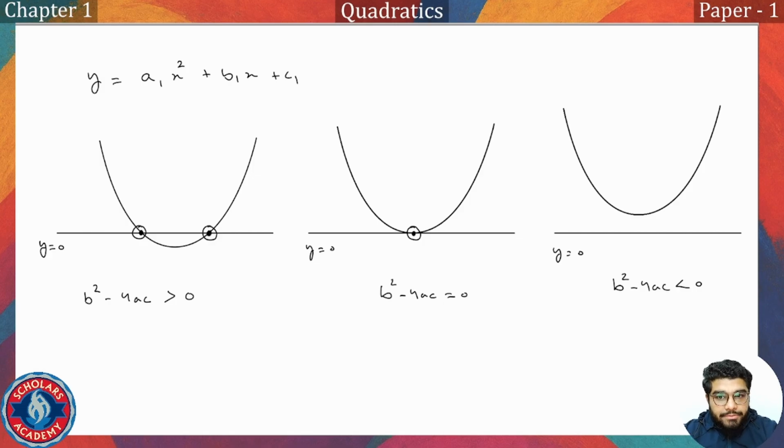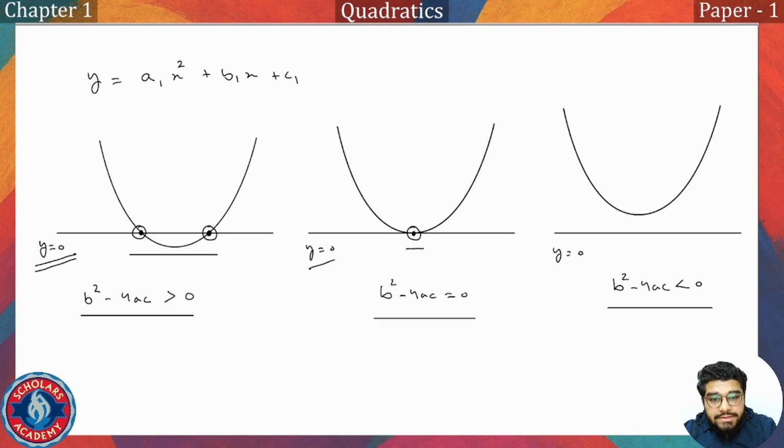Let's start with today's topic. So, in the last topic we studied about the discriminant. If the discriminant is greater than 0, we get two real roots. If the discriminant is equal to 0, we get two equal real roots, and if the discriminant is less than 0, we get no real roots, right? But this was with respect to the x-axis, when y is equal to 0.